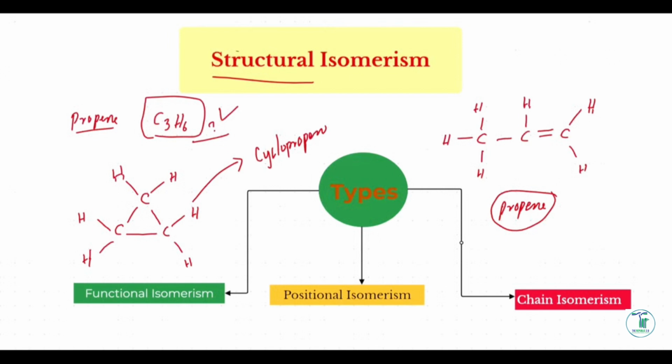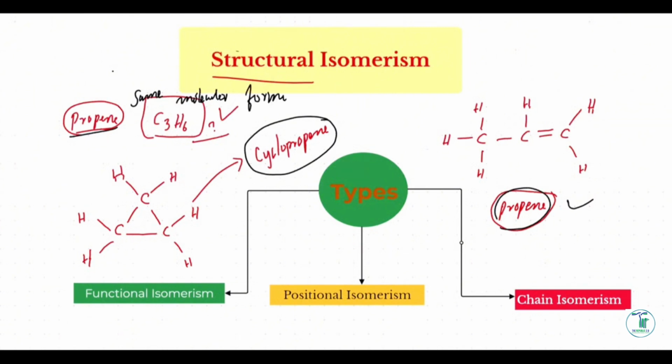So this molecular formula can be written in two different structures: one is cyclopropene and the other one is propene. You can notice here that they have the same molecular formula and also the same organization pattern, but the difference is in the arrangement of atoms. Where is the difference? The difference is in the arrangement of atoms.